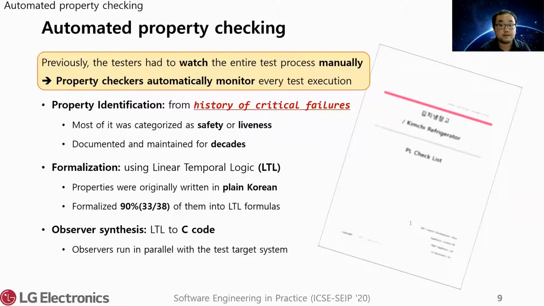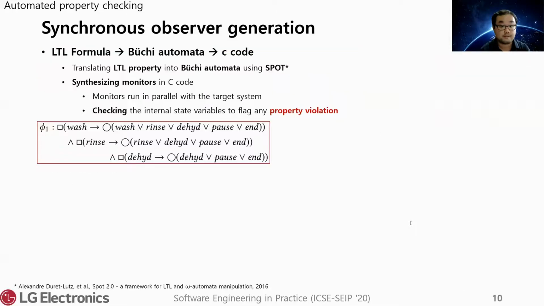The third part is the automated property checking. It used to be done manually, but it can be done automatically and more thoroughly. The properties were derived from the history of critical failures in AGE. Most of them were categorized as safety or liveness property. We formalized 90% of them into linear temporal logic.